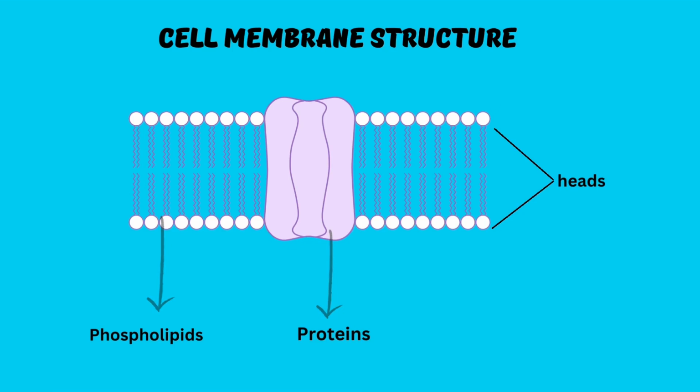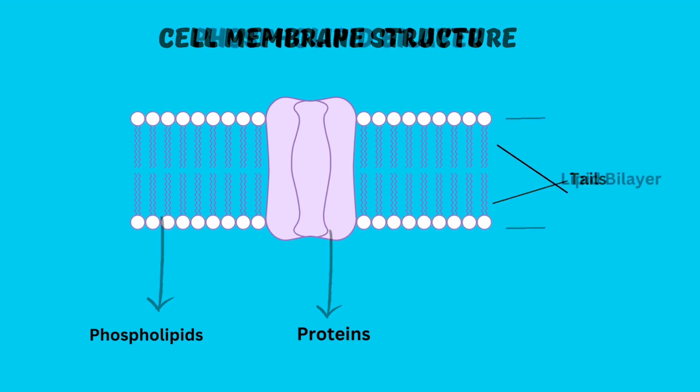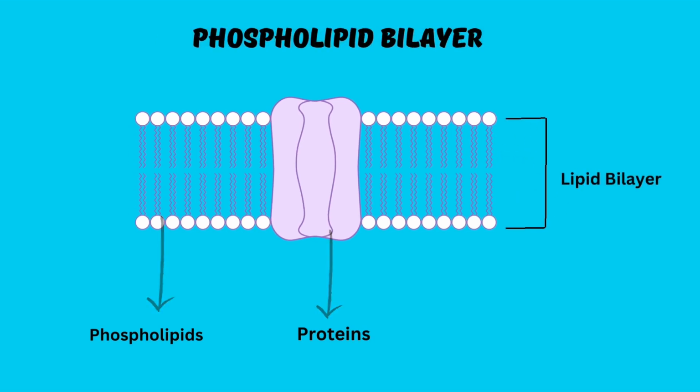Phospholipids are molecules with hydrophilic, water-attracting heads and hydrophobic, water-repelling tails. In the cell membrane, these phospholipids arrange themselves in a bilayer, with the hydrophilic heads facing outward towards the watery environment and the hydrophobic tails facing inward, shielded from the water.